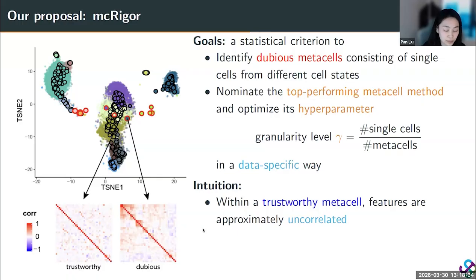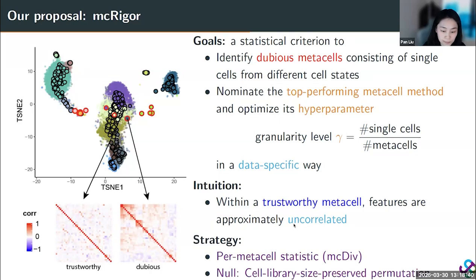More specifically, we would first need a per-metacell statistic that can depict how likely a metacell is dubious, based on the feature correlation matrix that I just mentioned. We call the statistic the MCDIV, standing for metacell divergence. Then we also need to construct a null for the statistic, a null that would mimic the trustworthy metacells, so that we can use it to evaluate the significance of our MCDIV statistic, or how significantly dubious each metacell is. We use a permutation-based strategy to do so.